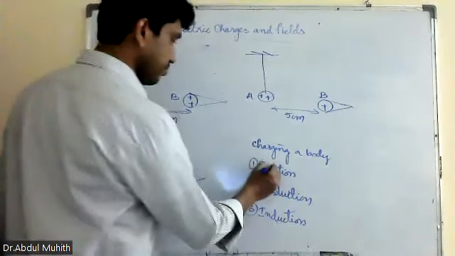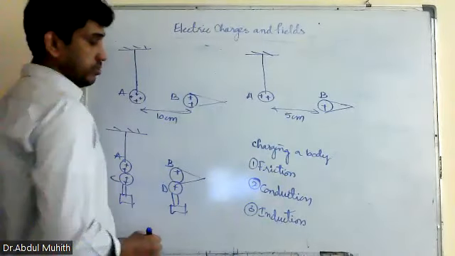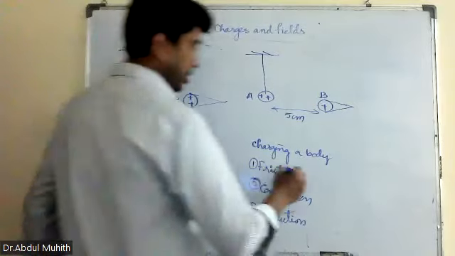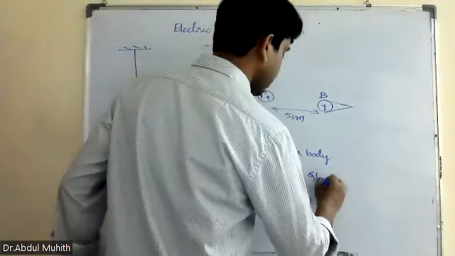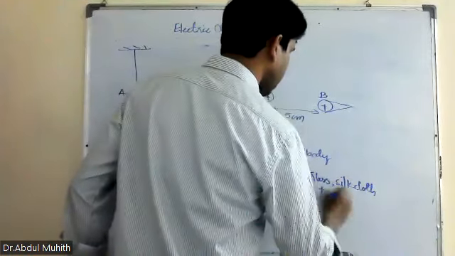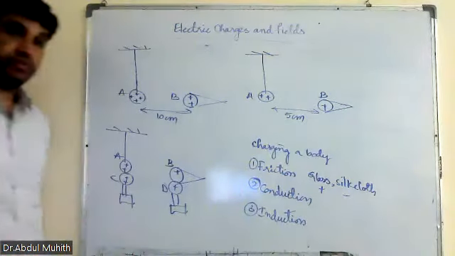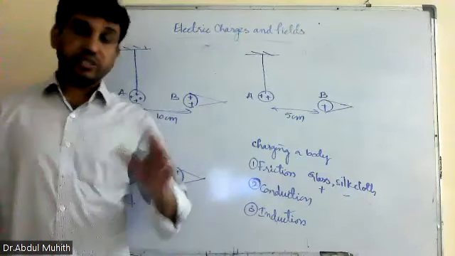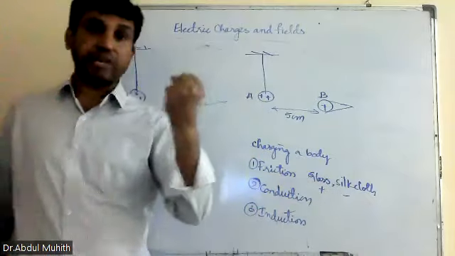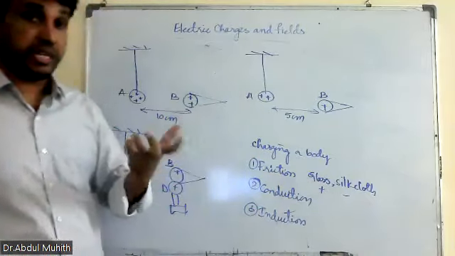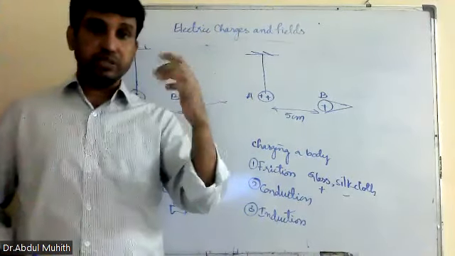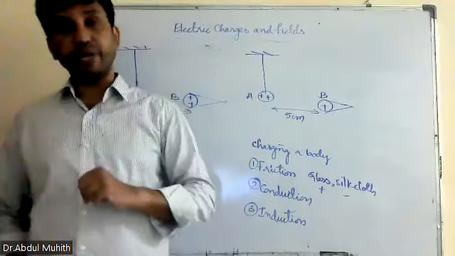So if you take a glass rod and a silk cloth, what will happen? Glass rod will become positive, silk cloth will become negative. But the meaning is what? The charges on the glass rod will go towards the silk cloth. Silk cloth has a tendency to attract more electrons, and glass rod has a tendency to lose electrons. The one who loses becomes positive. The object which gains electrons becomes negative.